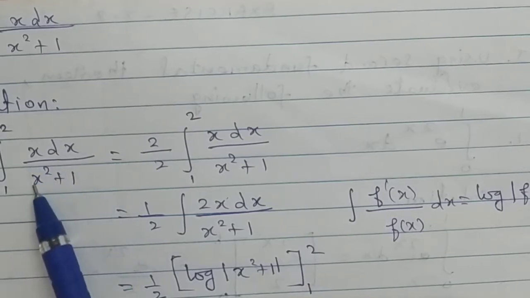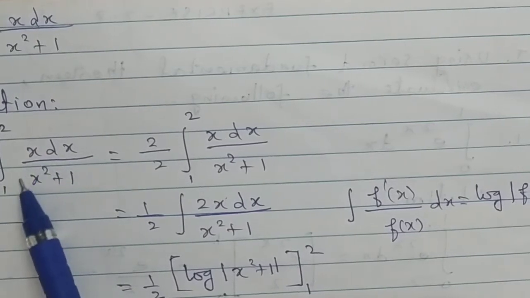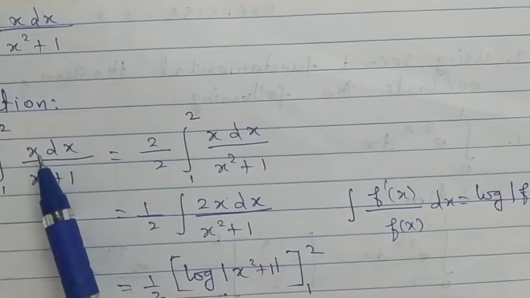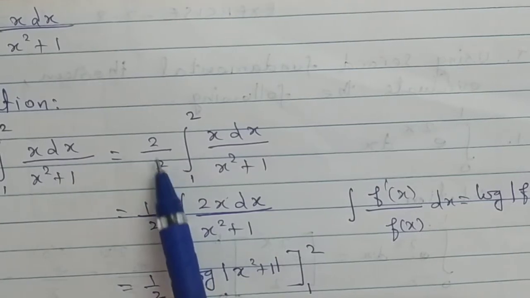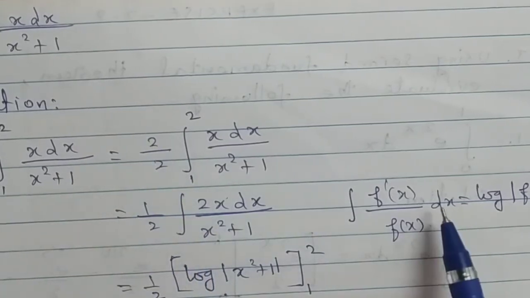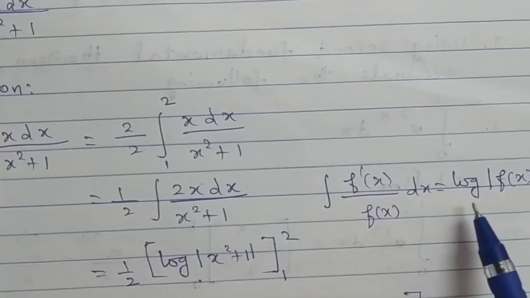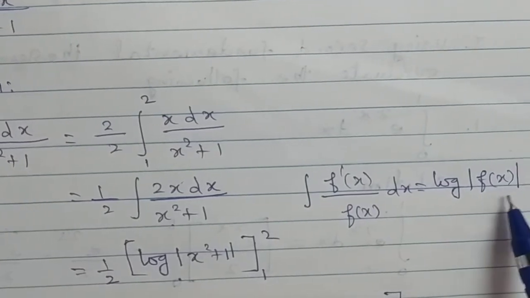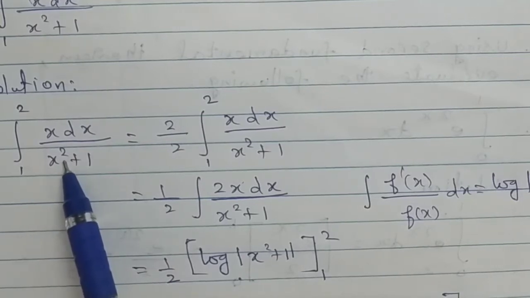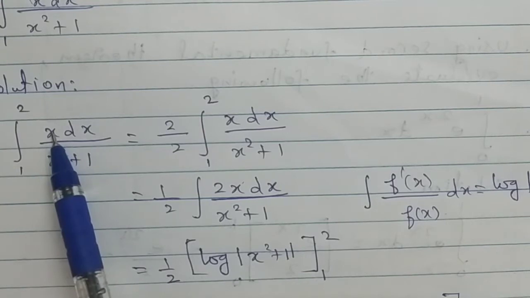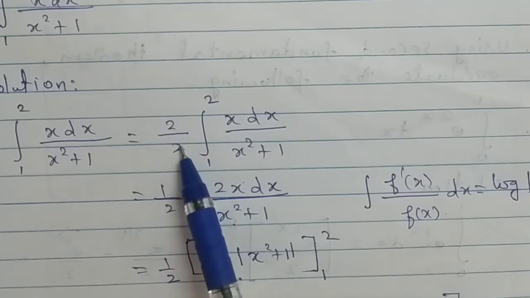The derivative of x square is 2x, but in the numerator there is only x. So we multiply and divide by 2. I am using this property: the integral of f dash of x divided by f of x dx equals log modulus of f of x. The derivative of x square is 2x, but in the numerator only x is there, so I need the value 2. So multiply and divide by 2.